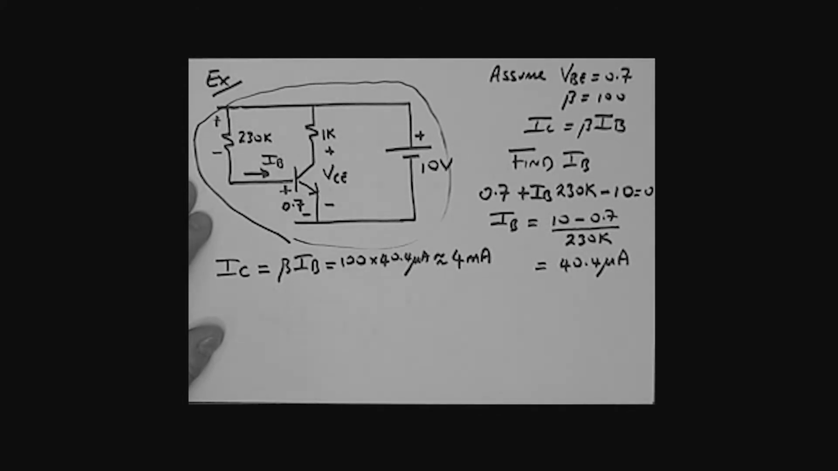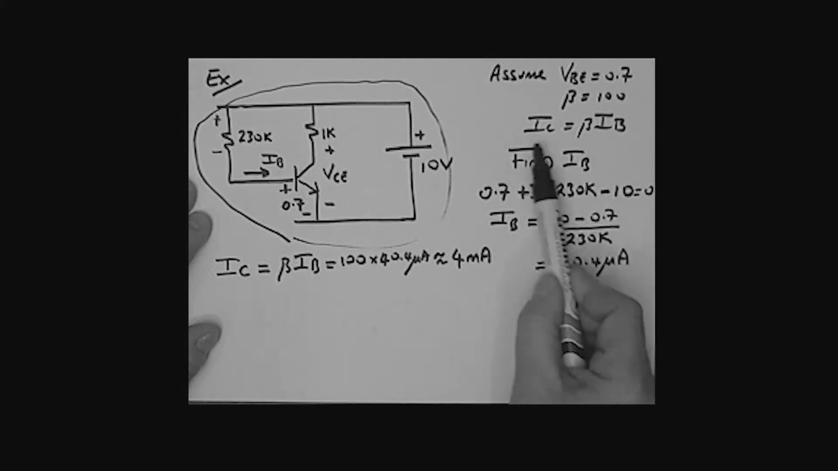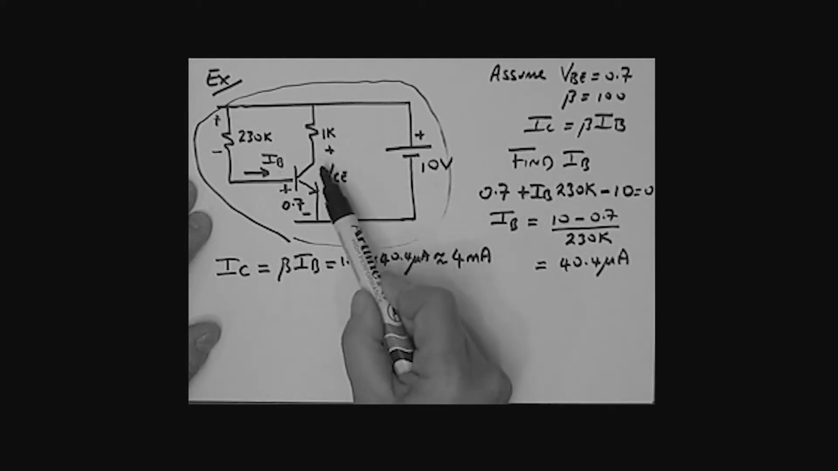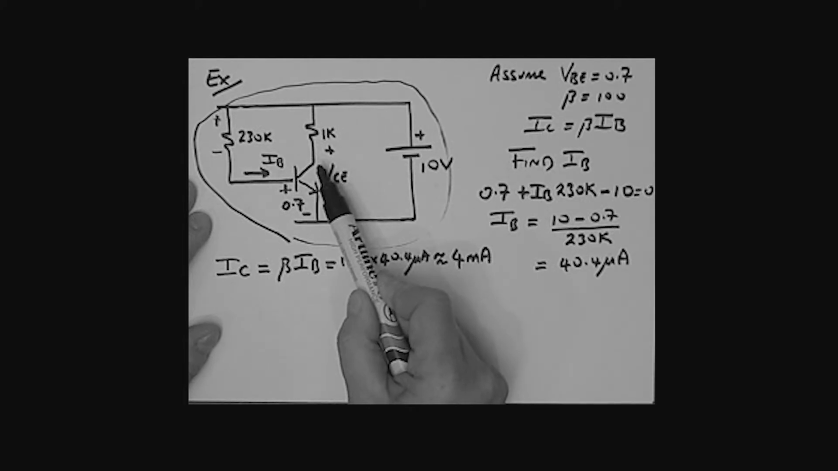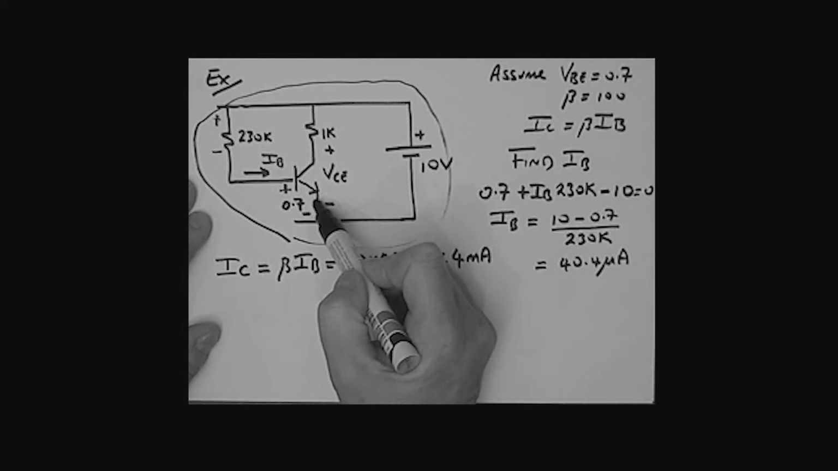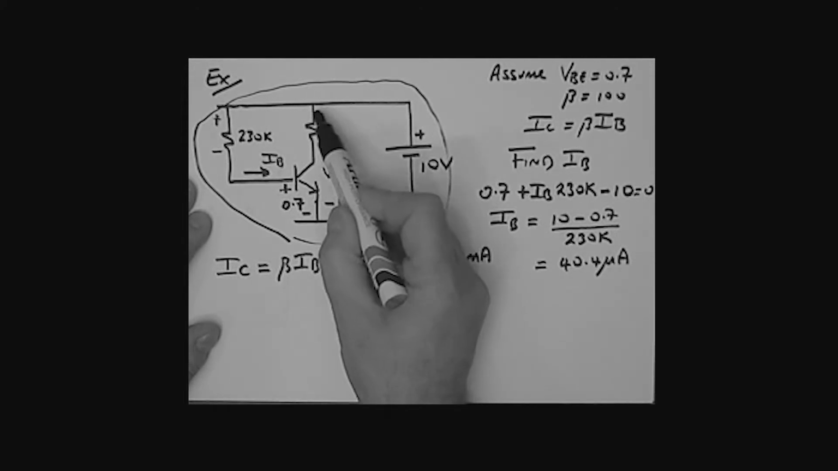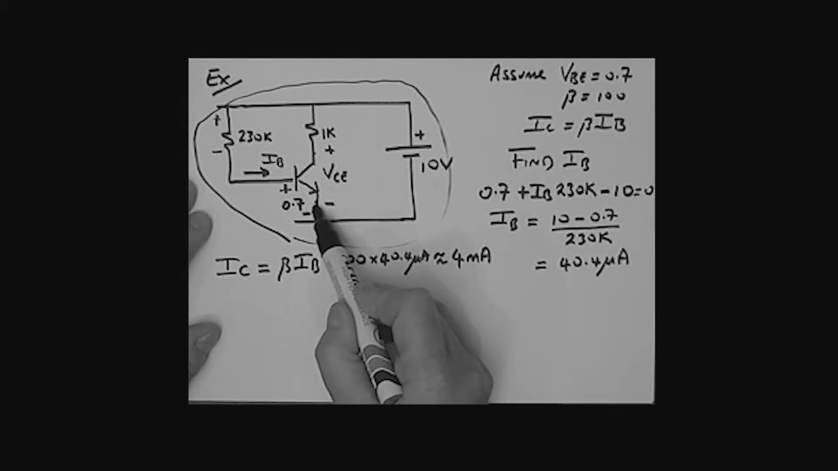Now, you might do a little check at this point, okay? Can I have 4 milliamps of collector current? You see, the issue is this relationship is true providing I haven't exceeded the maximum collector current that this circuit can have. What is that maximum? Well, the maximum is when this transistor basically looks like a closed switch, in other words, when VCE is basically 0.